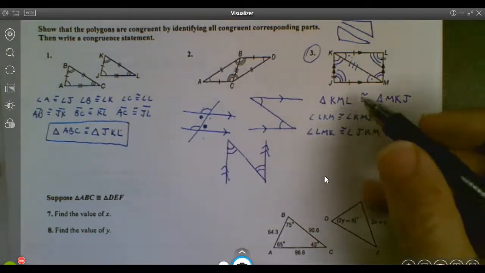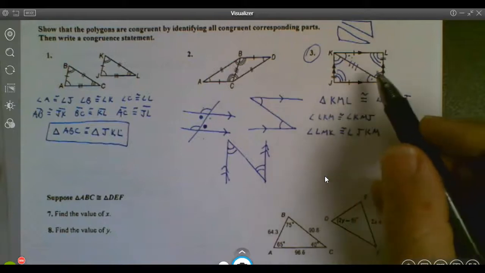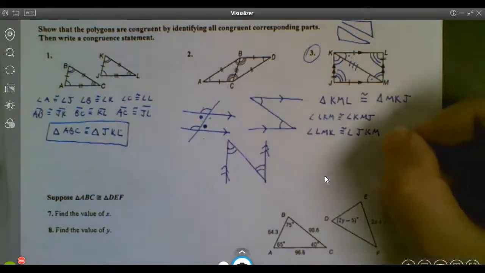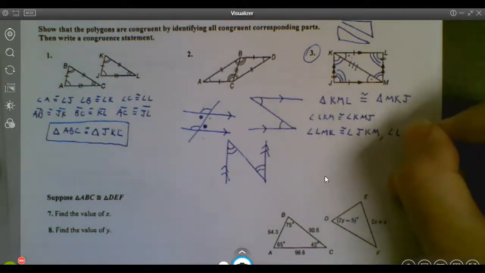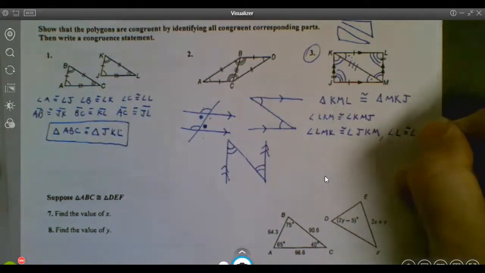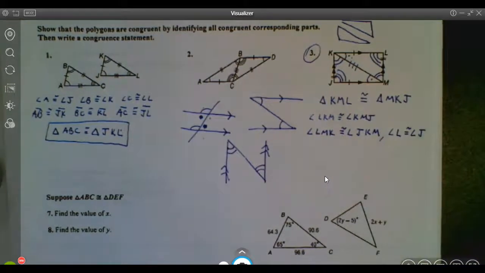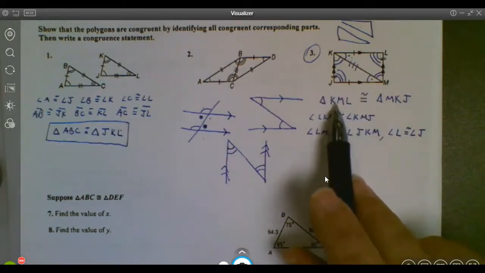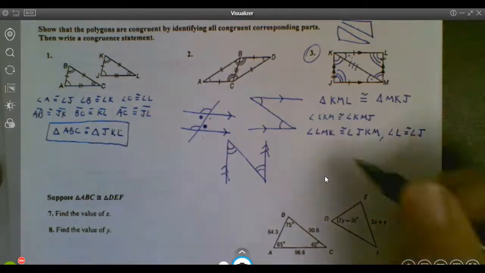So as I look at the third ones, this will be easy. This one I can say angle L is congruent to angle J. So I'm allowed to do that for the third ones. The segments, again, I can look at this to do it, or I can look at this to do it. I know that KM goes with MK.